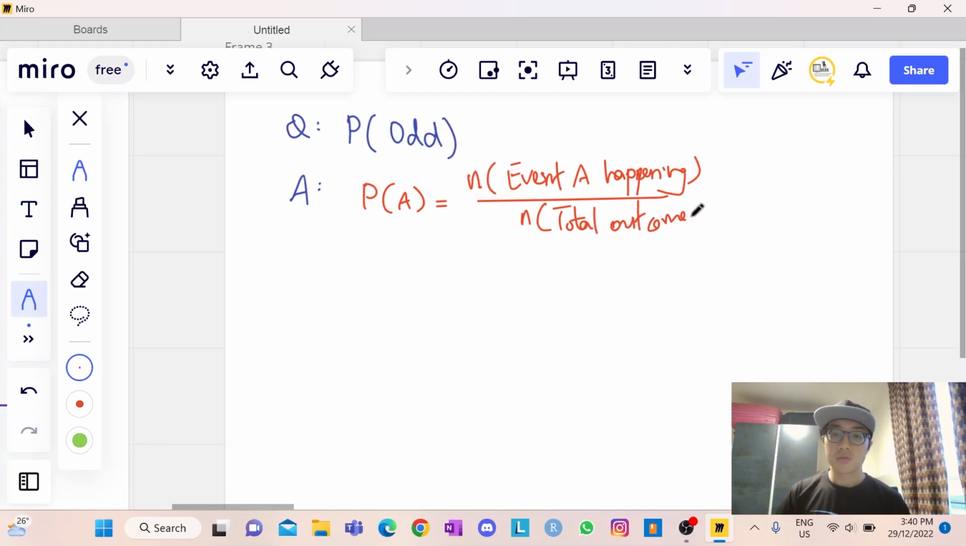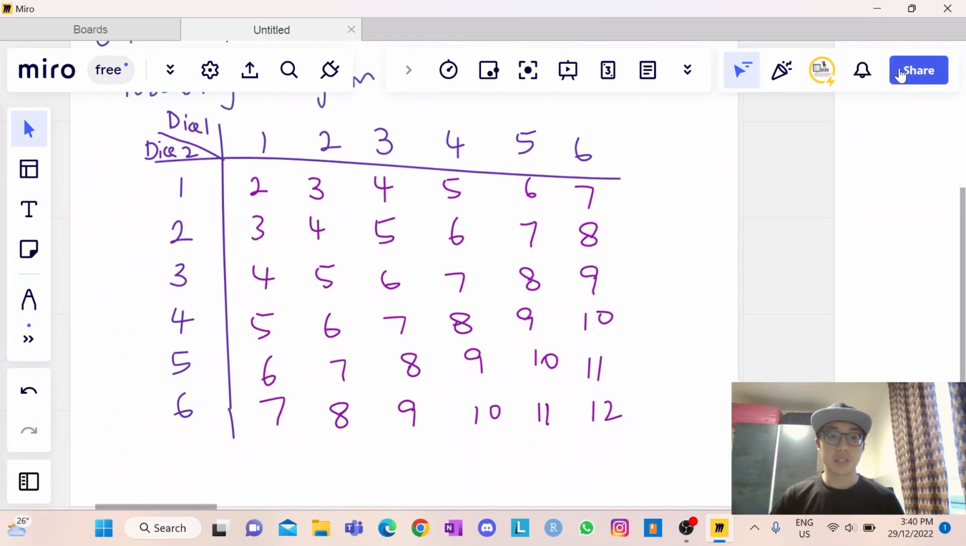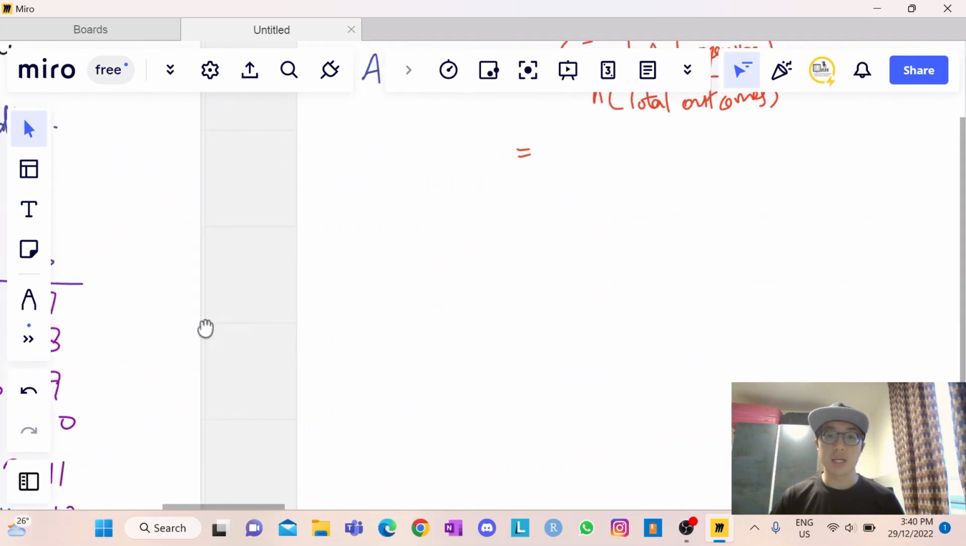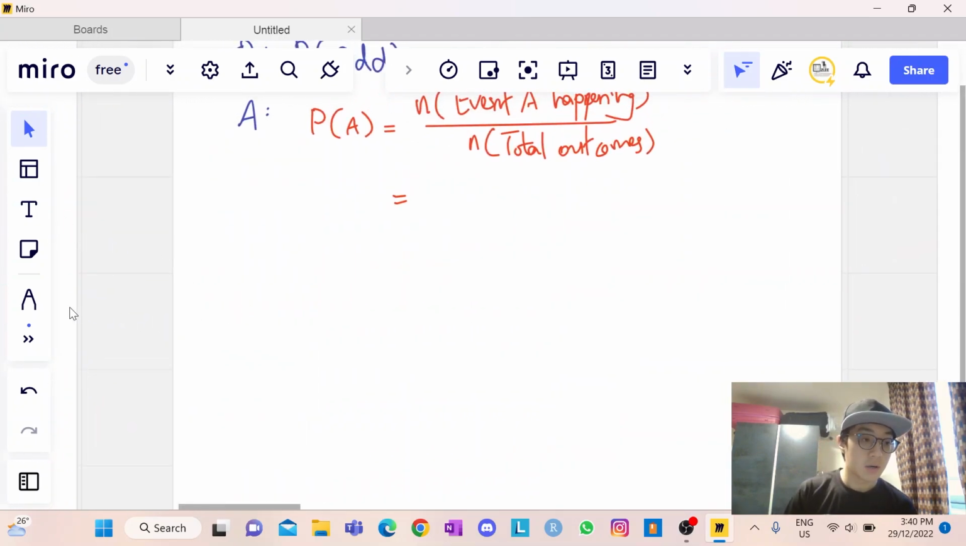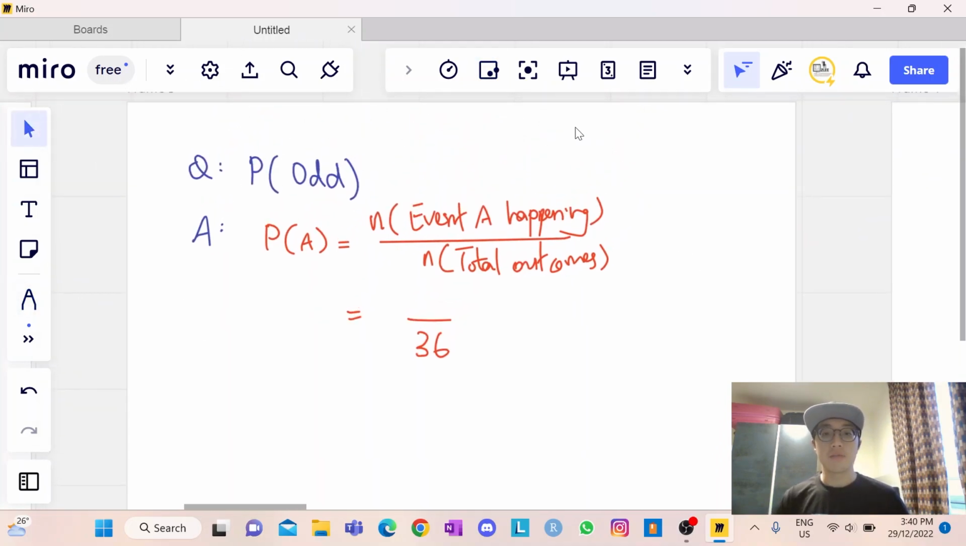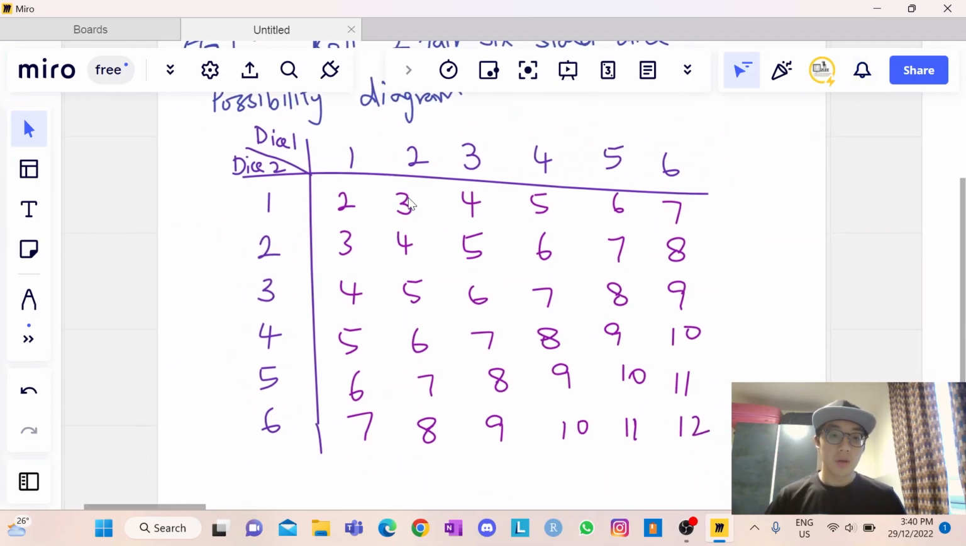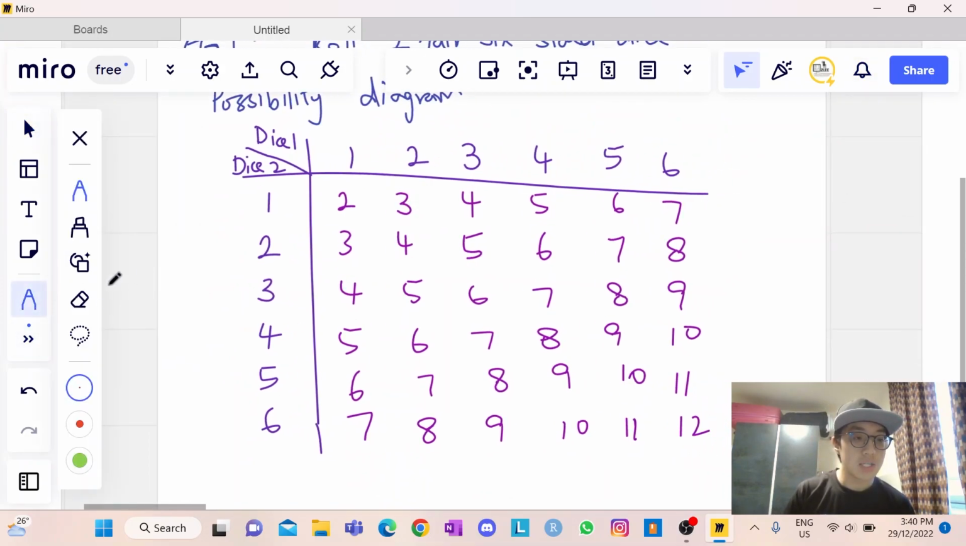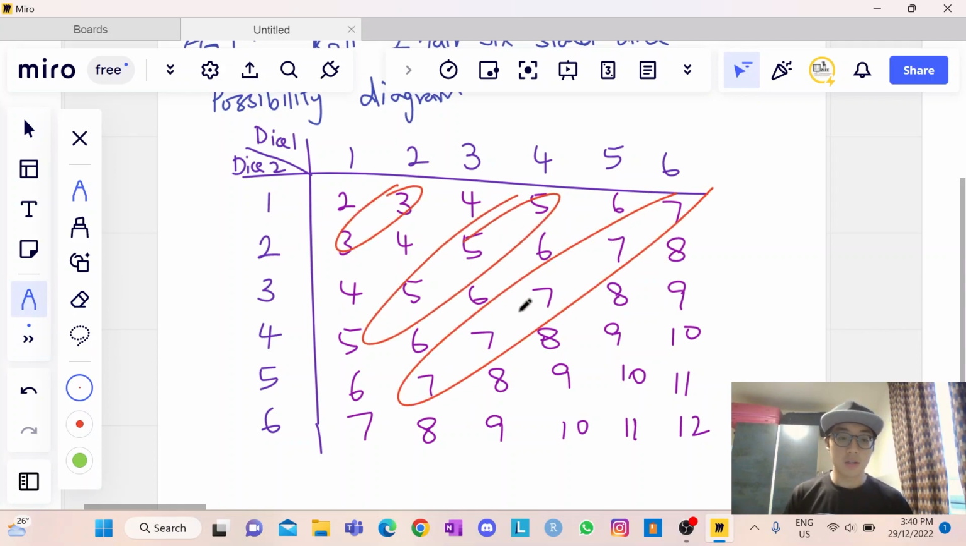By using this, we can easily get the answer from the possibility diagram. The number of total outcomes will be 36, so there are 36 different outcomes that you can get from throwing two dice. Now you are going to count the number of times event A happens. What is event A in this case? It's the probability of you getting an odd summation. From here you can count all the odd numbers, so this 3 right here, this 5 right here, this 7 right here, and so on.